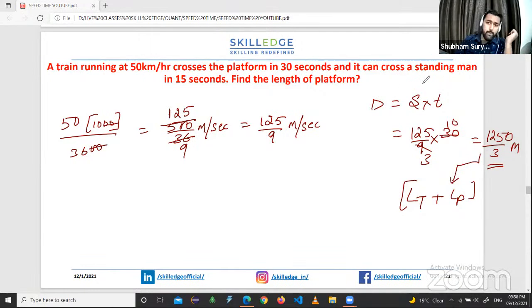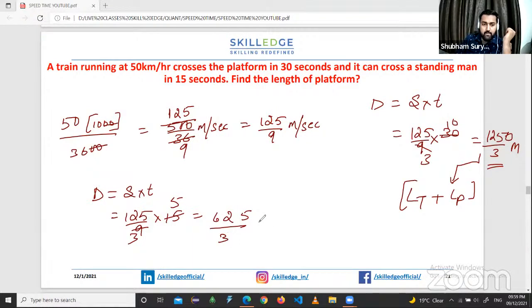Let's see what else is given to us. It can cross a standing man in 15 seconds. Look, here the work is done. So now again distance is equal to speed into time. What is your speed? Same, 125 by 9. The train will run at that speed. It takes 15 seconds to cross the standing man. 3 3s are 9, 3 5s are 15. You can solve it further. So this will be 5 5s are 25, 5 2s are 10, 11, 12, 5 1s are 5 plus 1, 6, 625 by 3 meters. Sorry, meters only.